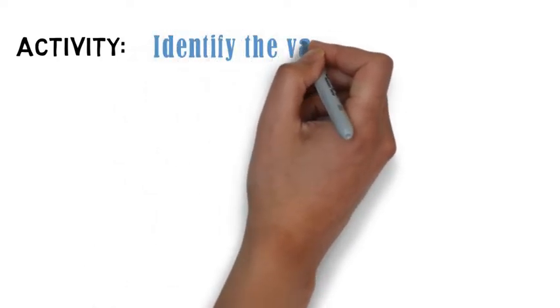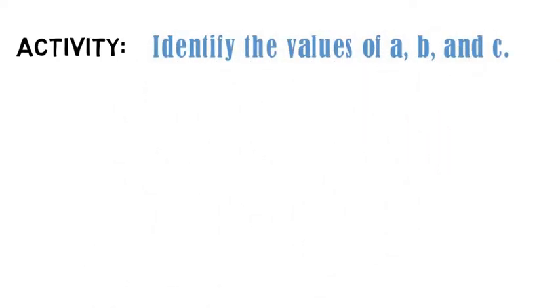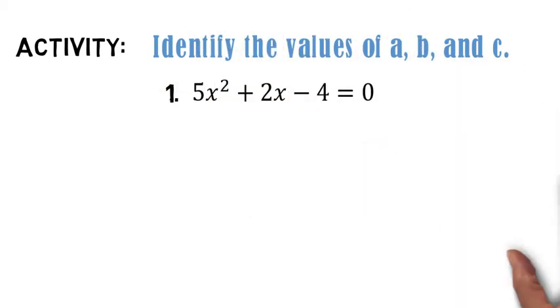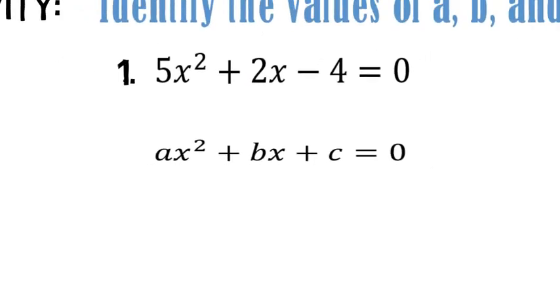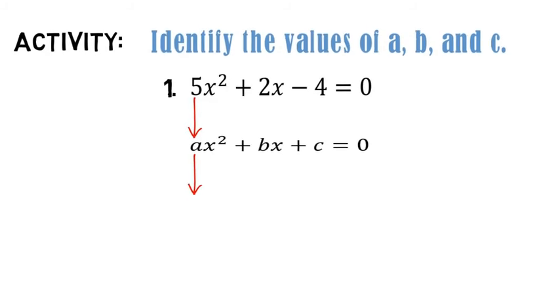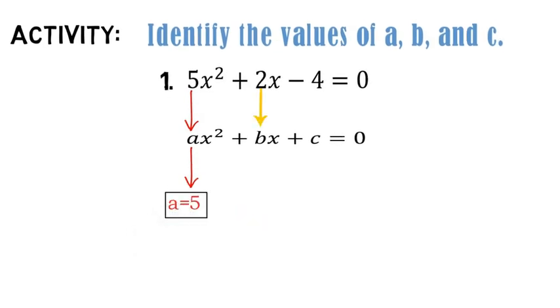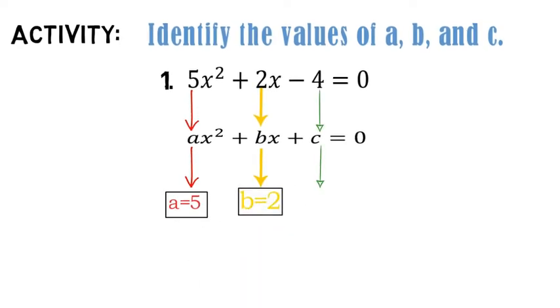Moving on to the next activity, that is to identify the values of a, b, and c. First given, 5x squared plus 2x minus 4 is equal to 0. We can easily identify the values of a, b, and c here since it is written in standard form. The value of a is 5, the value of b is 2, and the value of c is negative 4. Very good. It is easy since it is written in standard form.